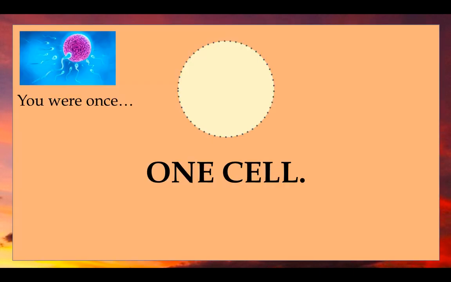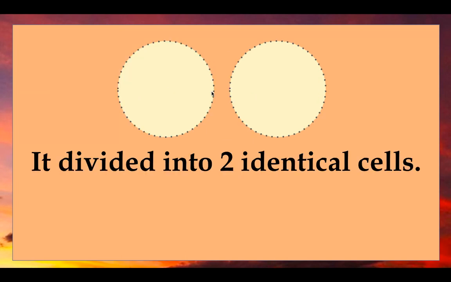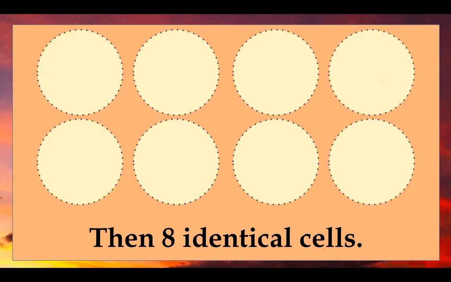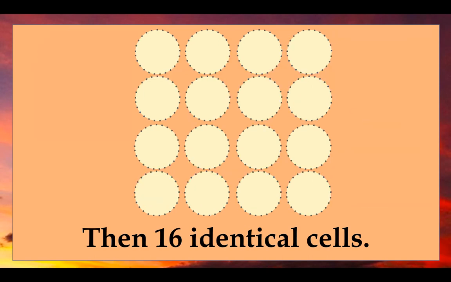Okay, so this is what this unit is all about. Here we have in the corner, there's a little sperm and a little egg. Those fused together and they created one cell. Okay, so here is one cell. It divided into 2 cells. Then each of those divided into 4, which divided into 8, which divided into 16. Okay, and this goes on and on.